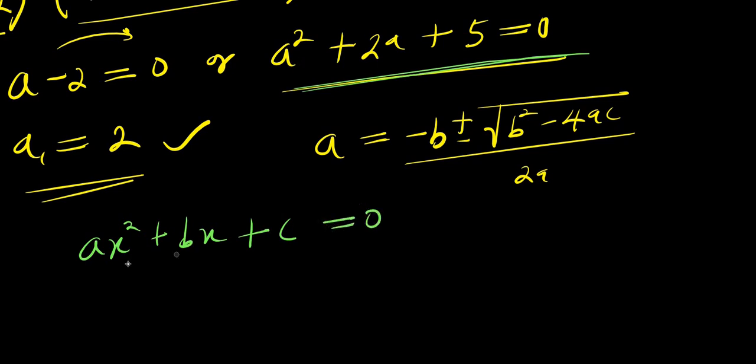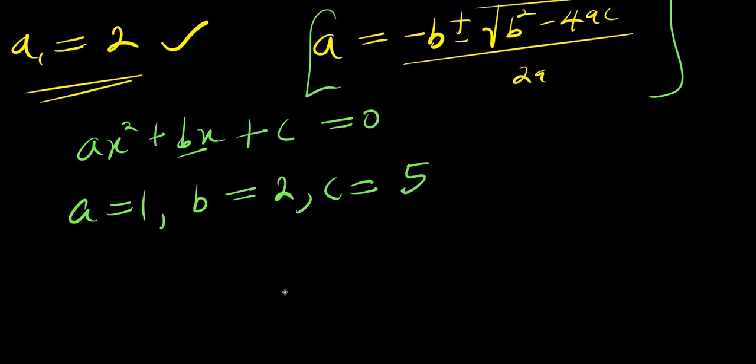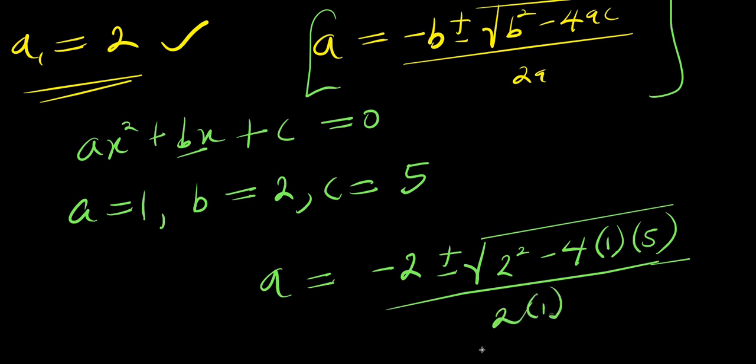Now, a squared here, and this is ax squared. If you compare a squared to x squared, that means a is 1, which is the coefficient of a squared here. The b here is the coefficient of a here, that is 2. And c equals 5, that is the constant, right? So let's insert them right here into this formula. So we have a equals negative b, that is negative 2, plus or minus the square root of 2 to the power of 2 minus 4 times a times c, that is 5 for ac, and this is divided by 2 times a, that is 2 times 1.